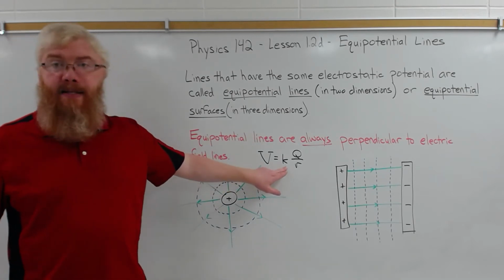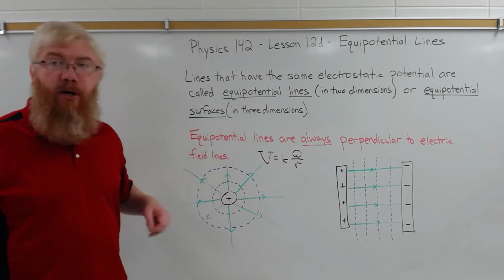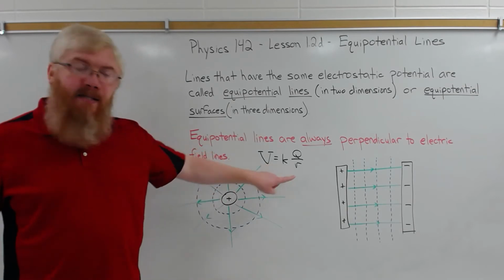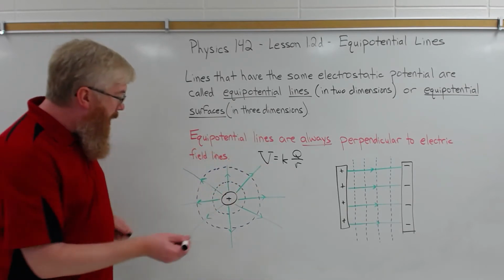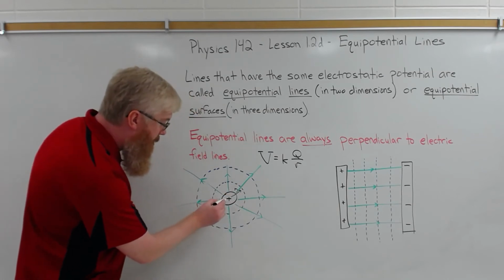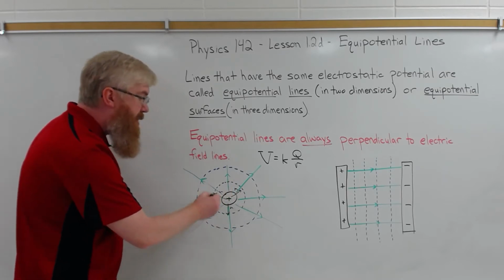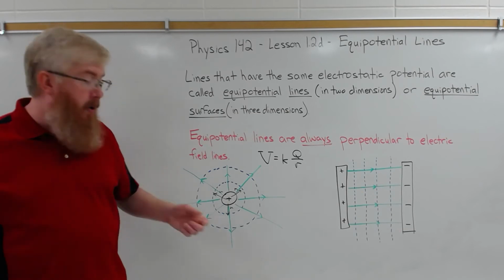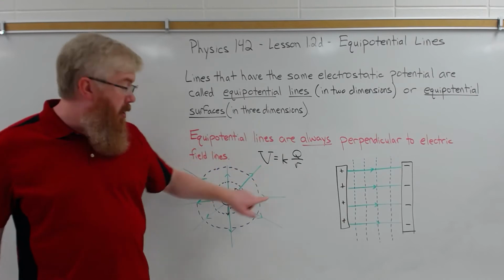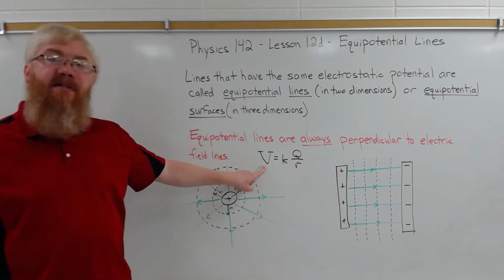Well, K is a constant. That's just 8.99 times 10 to the 9th. That doesn't change. Q is the value of the point charge. That doesn't change. The only thing that changes is R, the distance you are from that point charge. Well, this blue circle here has the same radius R in all directions, right? The blue dotted line is a circle of radius small r from that point charge. So since all those points on this blue circle are the same distance r, they have the same potential V.